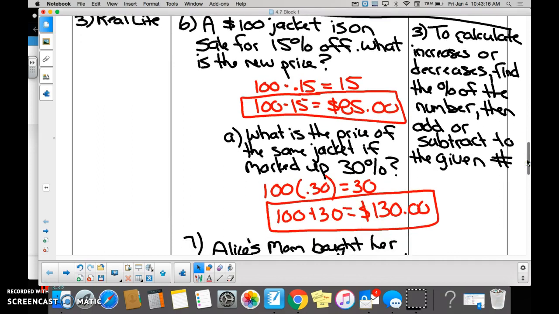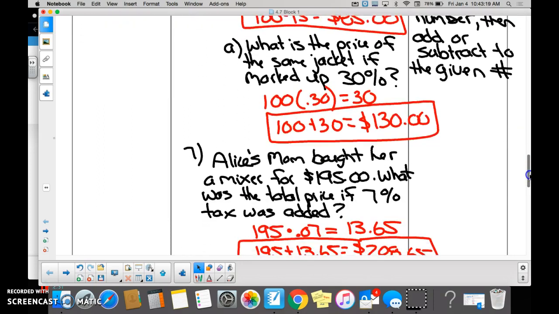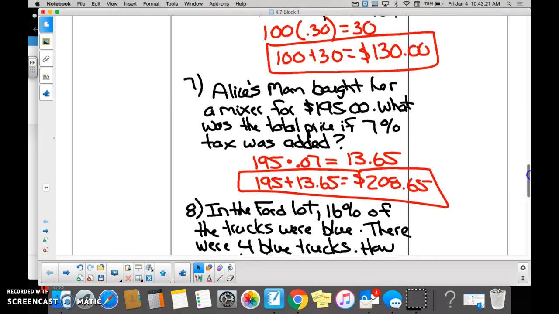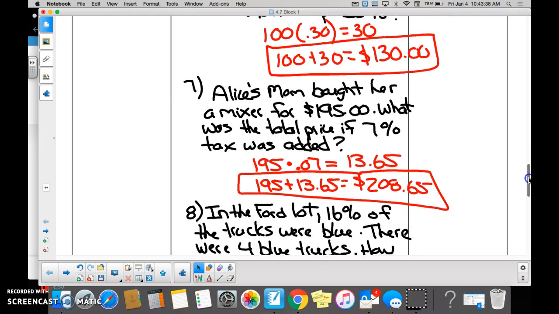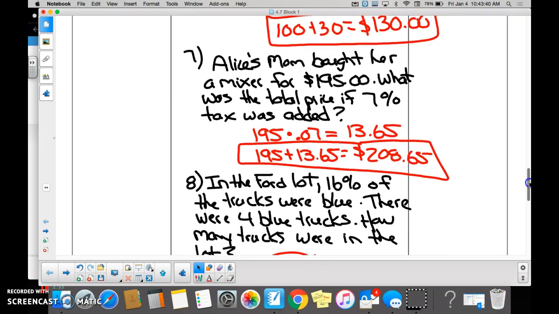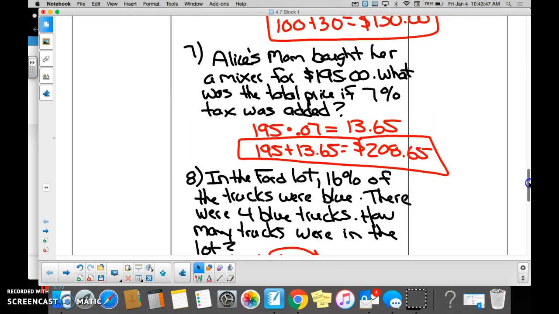A, we increased it by 30%, so you add it. Alice got this really cool mixer for $195. Mom and Dad paid 7% tax. First thing I did is I estimated the value, and I think it should be around $209, because 7% of 195 is basically 7% of 100 twice. So we took 195, and we multiplied it by 0.07, because you move the decimal point how many places when converting a percent to a decimal? 2 places to the left.